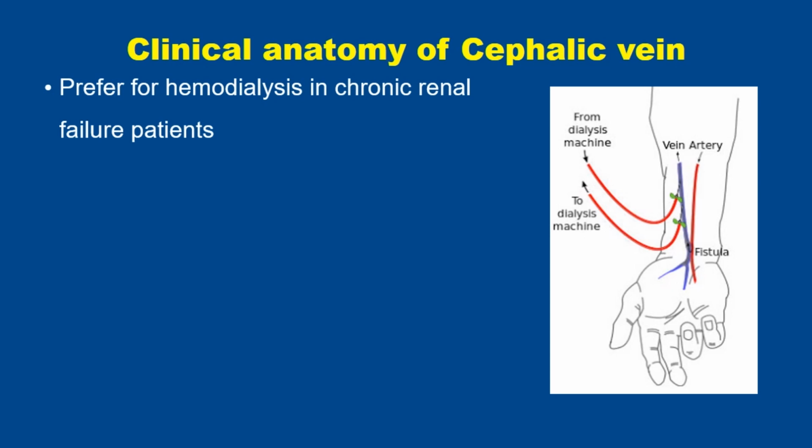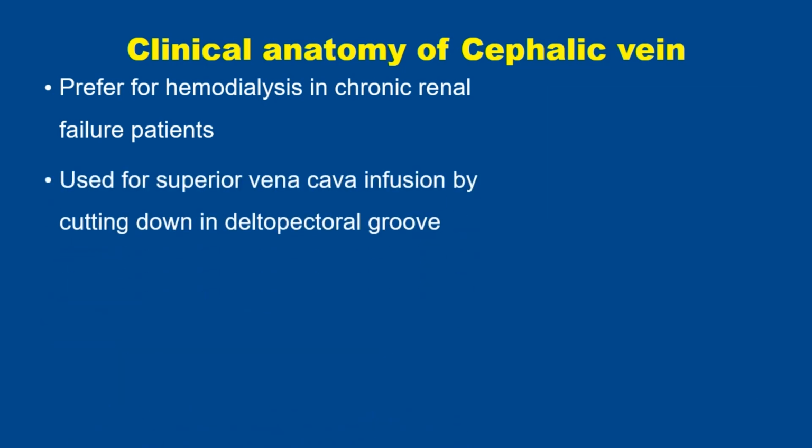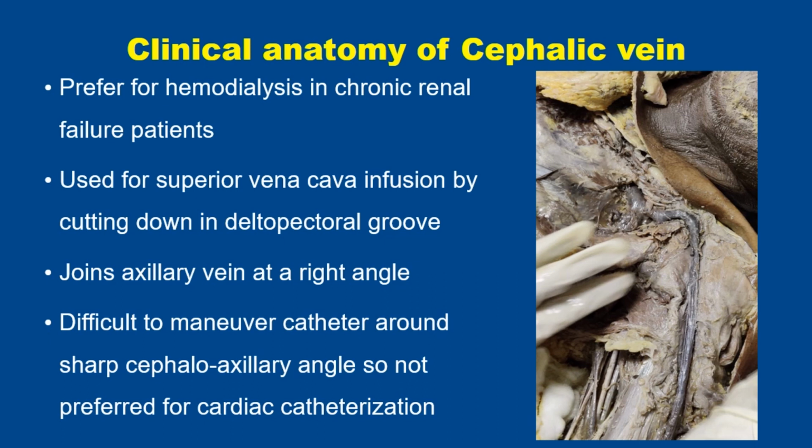Then the cephalic vein, which is preferred for hemodialysis in chronic renal failure patients, and it is used for superior vena cava infusion by cutting down in the deltopectoral groove, and it joins the axillary vein at a right angle. With the cephalic vein, it is difficult to maneuver a catheter around the sharp cephaloaxillary angle, so it is not preferred for cardiac catheterization.